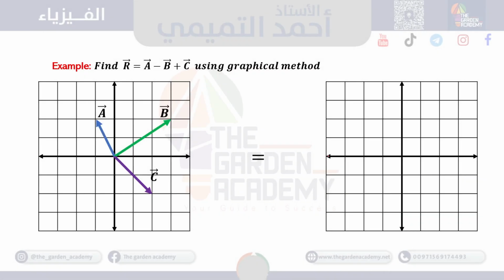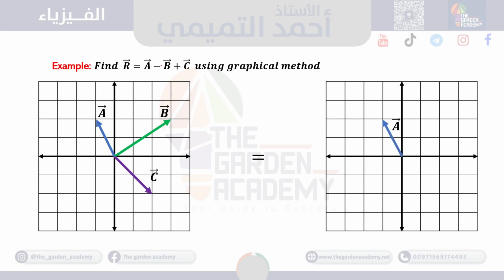Let's take another example. In this case we have 3 different vectors and we want to use the graphical method, which is the head to tail method, in order to find the resultant vector. As we can see we have vector A, vector B and vector C. أولاً we start with A as in the equation لأنه مكتوب عندي في الإيكويشن أول شيء A. Let's start with A. So we draw A as is.